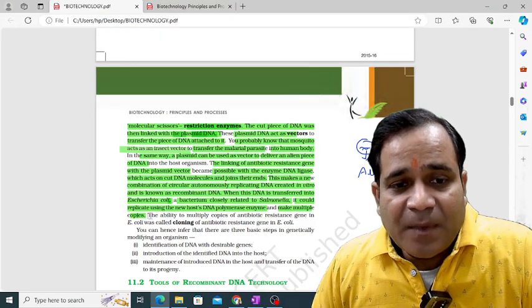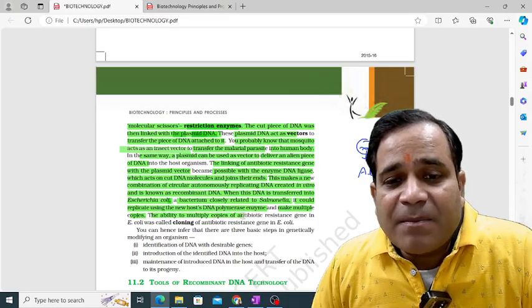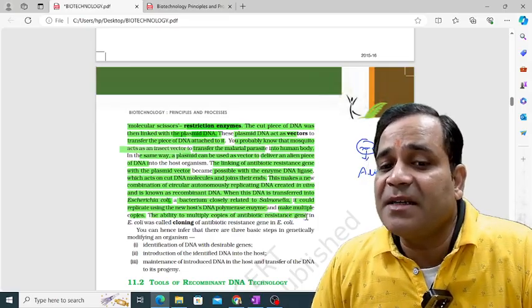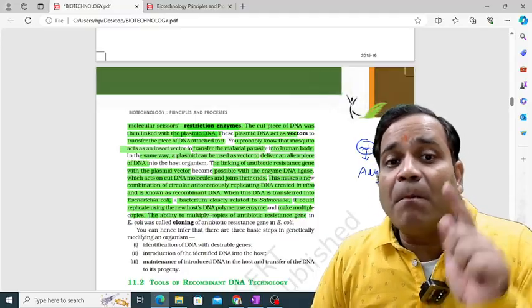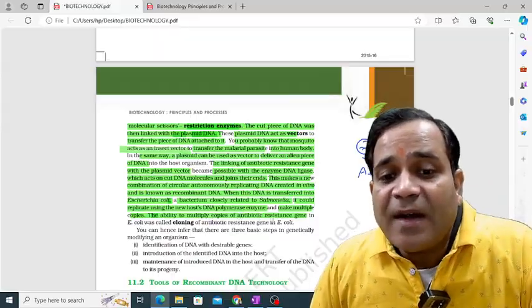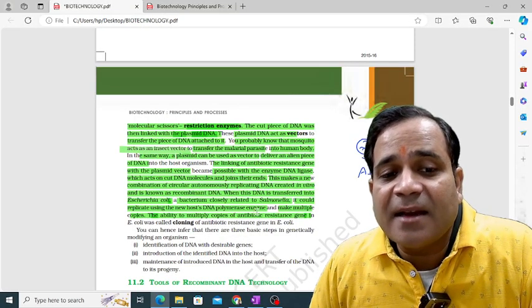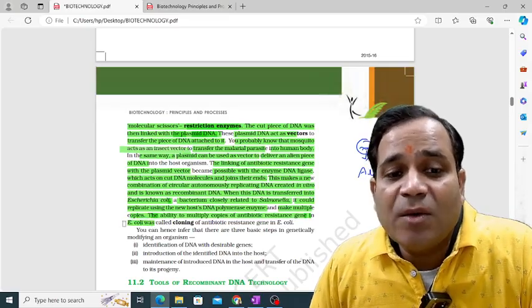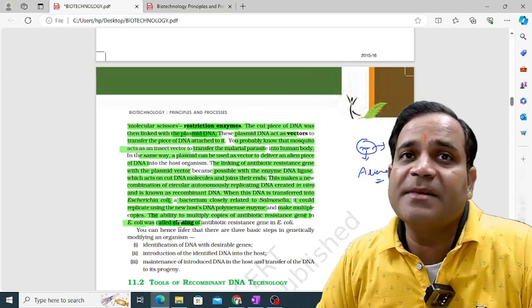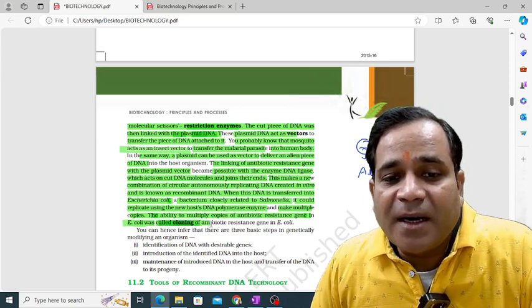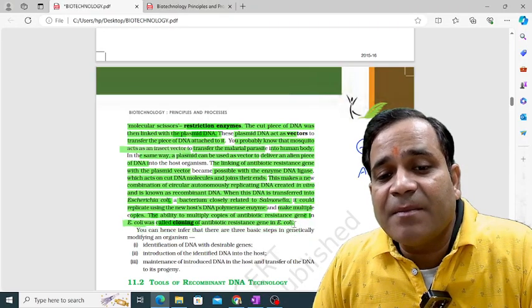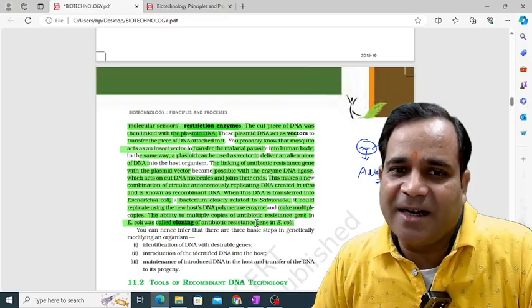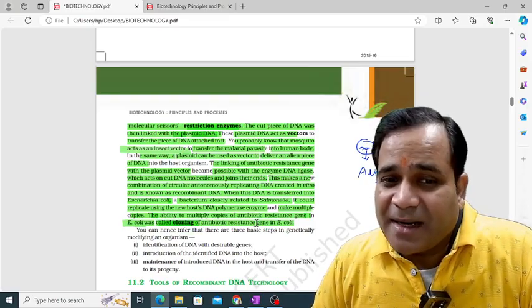Now see, the ability to multiply copies of the antibiotic resistant gene, where? In E. coli. The E. coli bacteria we use is called cloning. And this is cloning of what? The antibiotic resistant gene, in E. coli bacteria.